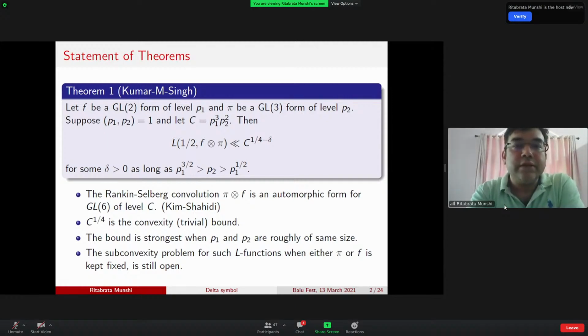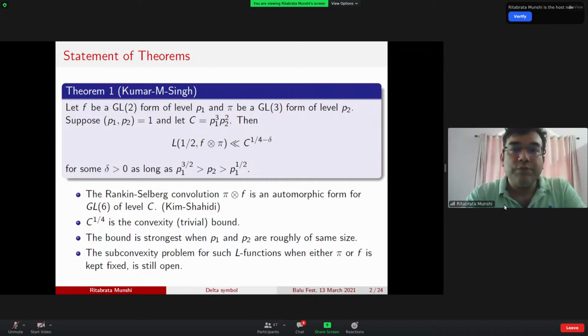First, the Rankin-Selberg convolution pi x F is known to be an automorphic form for GL6 of level C. This is a result due to Kim and Shahidi. And C to the power 1/4, as I said, is the trivial bound or the convexity bound for the central L-value, which comes directly from the functional equation. It's not that difficult to prove. I'm not explicitly writing down what delta is, but later when I give the proof of this theorem, you'll see what exactly we get as the bound.